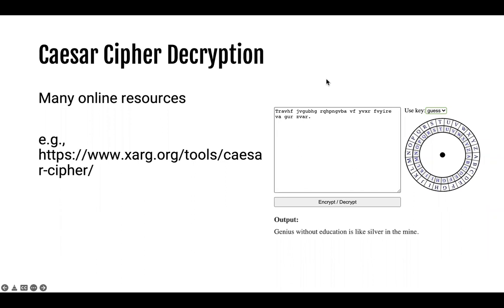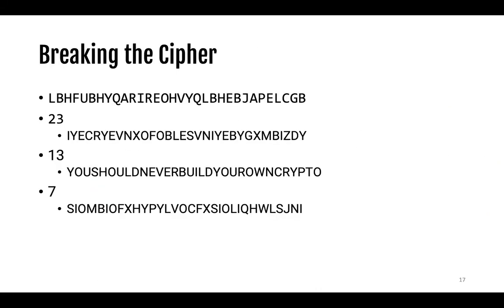Okay, question. How did you translate numbers like 23 into letters to decrypt the message? So the way it works is, for example, for 23, you start from the ciphered letter, consider its ASCII value, subtract 23 from this ASCII value, and then convert it back from the ASCII value to the letter.